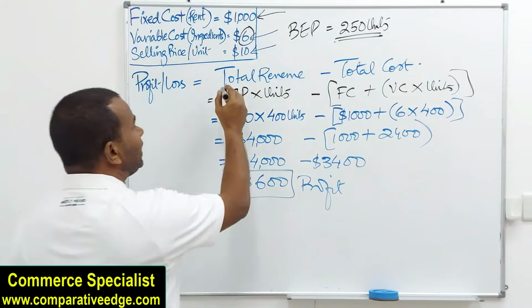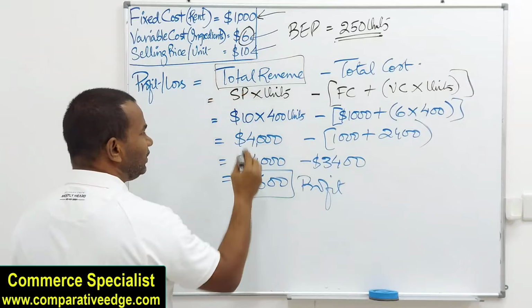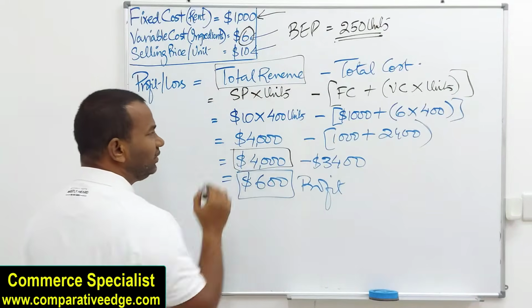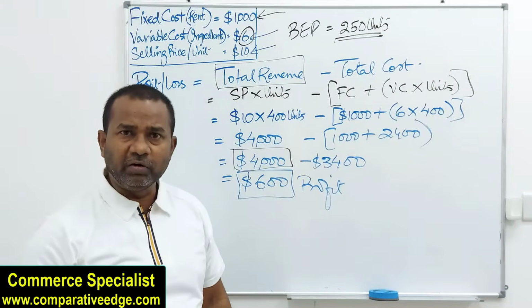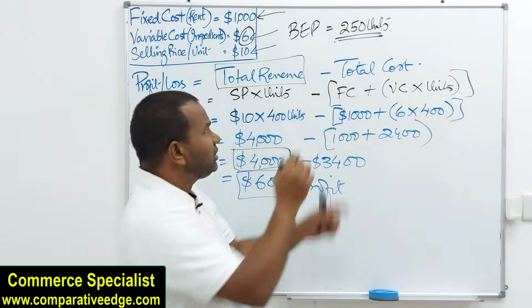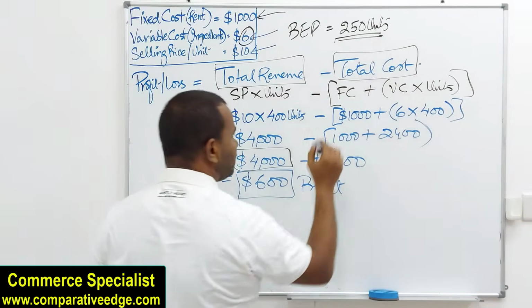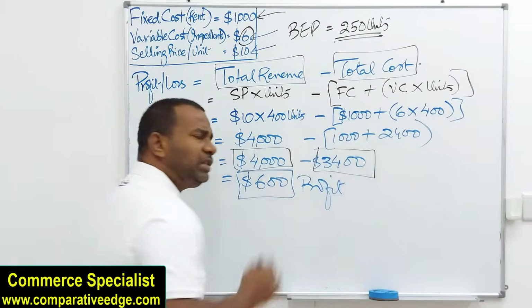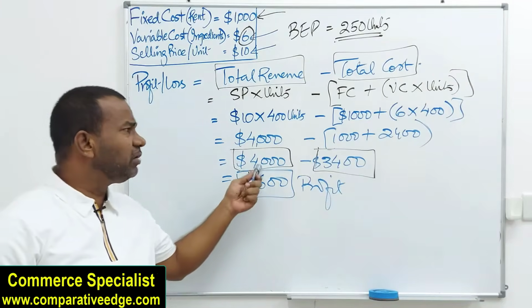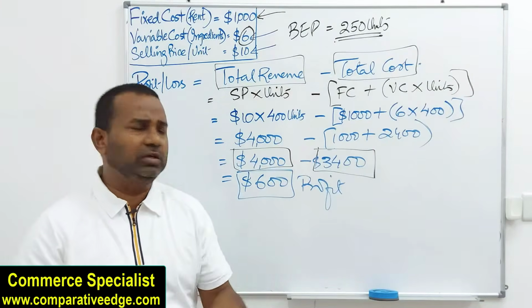Let me tell you, this is total revenue. Your revenue is 4,000, selling 400 units, and this is your total cost. Your total cost happens to be 3,400. So if your revenues are more than total cost, obviously you're making a profit.